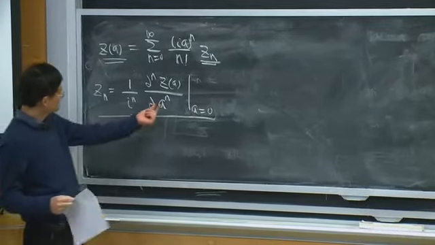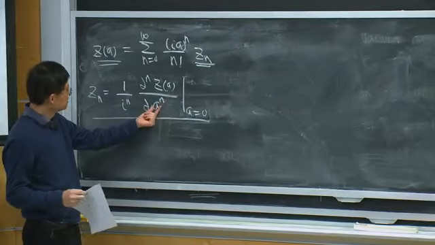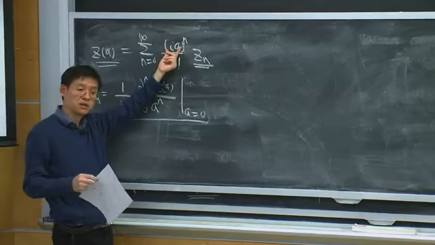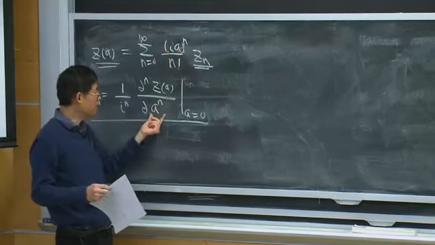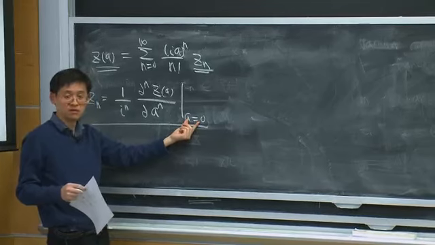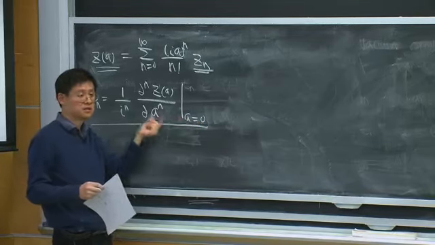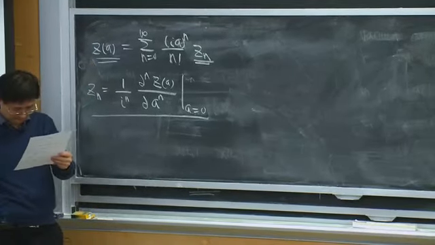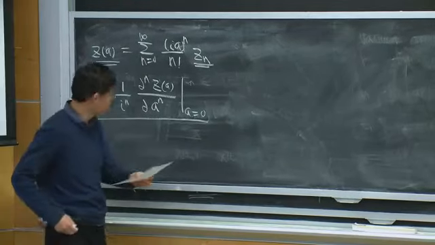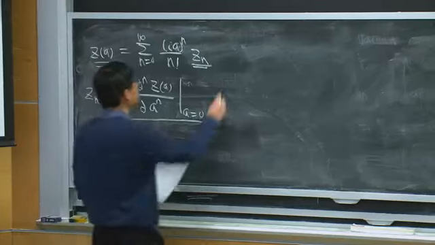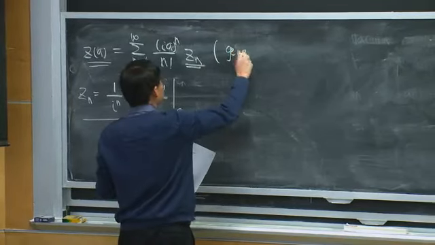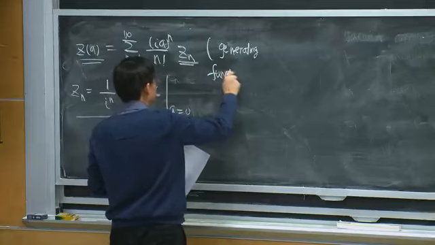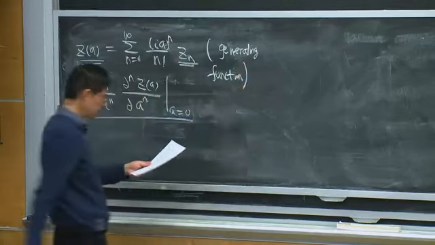When you take n derivatives with respect to A, you get rid of the lower powers, and the higher powers you get rid of by setting A equal to 0. And then that just picks out the Z_n term. So Z(A) is called the generating function.